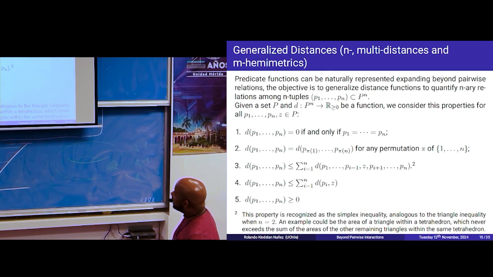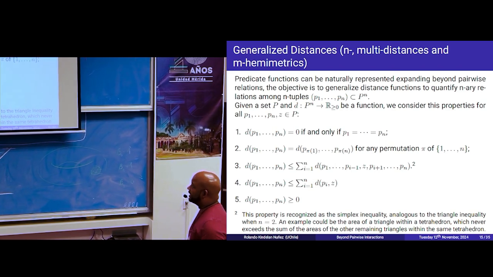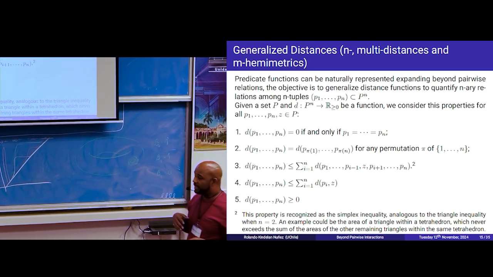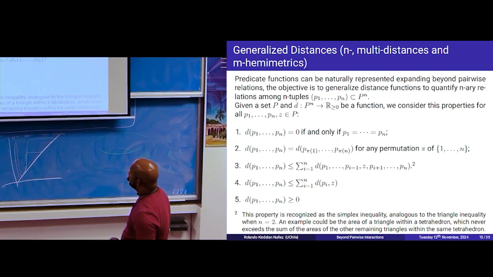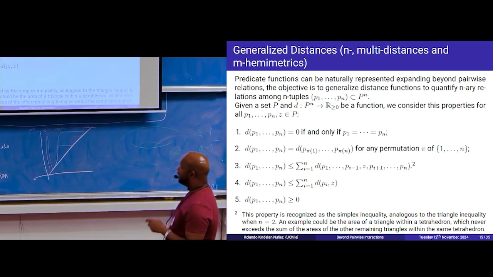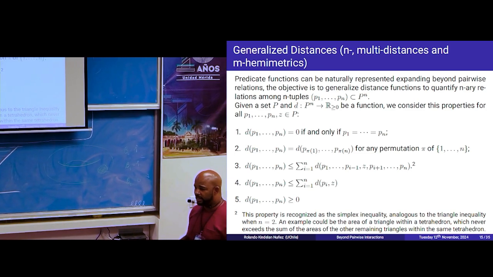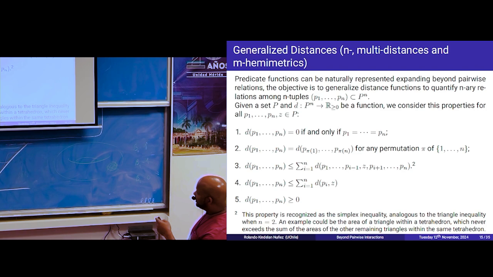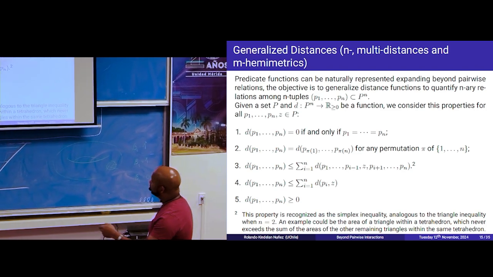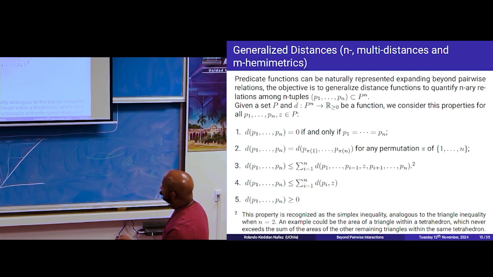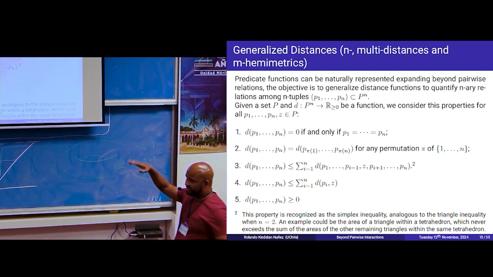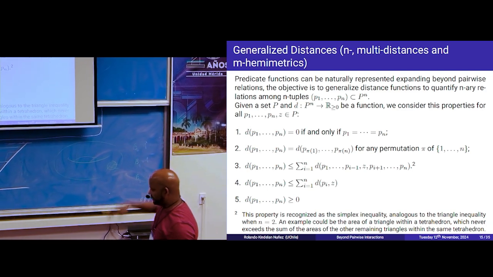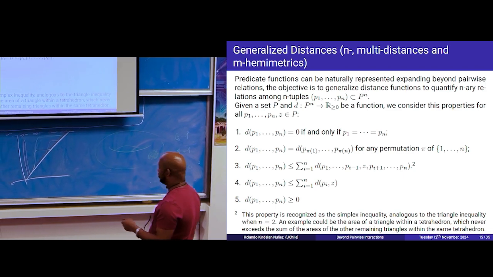Okay, so now let's see what a generalized distance is. A generalized distance can be an n-distance, multi-distance, or n-metric. Basically, that means that we can compare a set of points instead of just 2. So there are 5 properties which we list here, and depending on which of those properties the distance holds, that will be the name of the distance. So that will be the kind of distance that we are talking about.